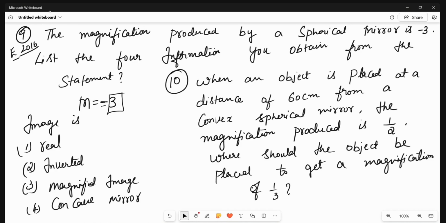See, when an object is placed at a distance of 60 centimeter from a convex spherical mirror, the magnification produced is 1 by 2. Now, if you want the magnification to be 1 by 3, where do you have to place the object? First thing, it's a convex mirror, and they have given 60 centimeter and magnification 1 by 2. So first find v and f, then using that, you can try the second case.